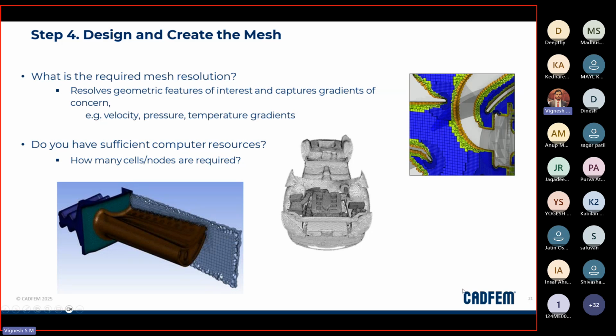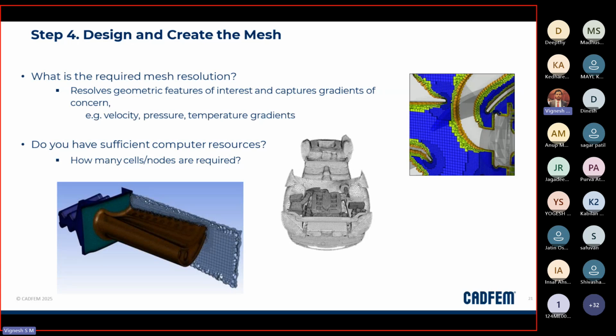For example, let's take this car. Maybe if I'm looking for heat transfer on this particular region, I need to do a fine mesh on that. So we have to decide where the fine mesh and coarse mesh need to be. Rather than choosing a global sizing, I always recommend going with local sizing. So before we start the mesh, we should have an idea where I need to have a fine mesh, where I need to have a coarse mesh.